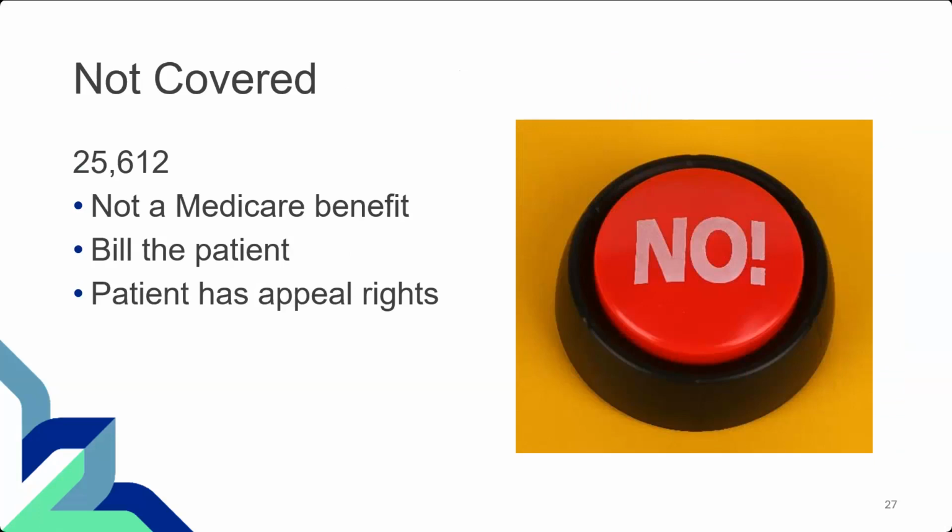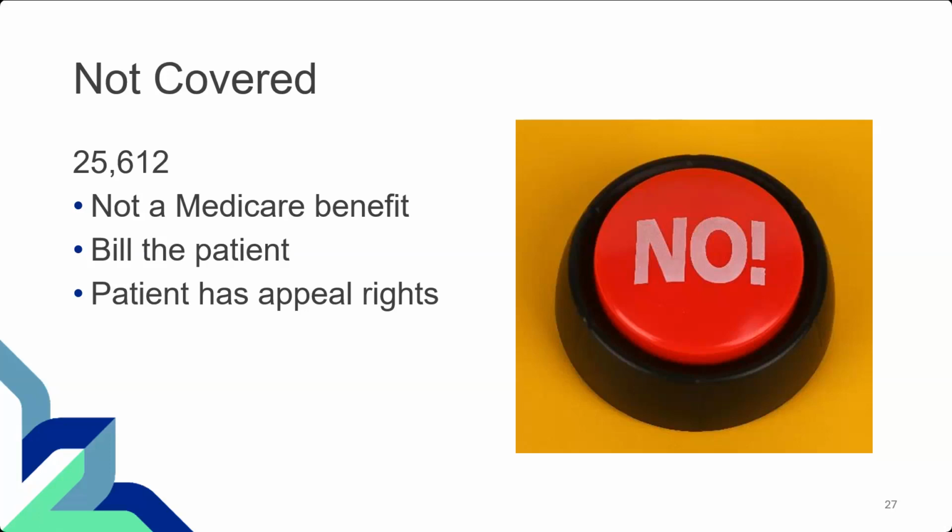We also have not covered, it's not a Medicare benefit, bill the patient, and the patient does have appeal rights. Now, this is usually one that is not covered based on the diagnosis code. It doesn't have the AT modifier on it. So you gave the patient the ABN, you put the GA on it. Okay, it's not covered. Well, why isn't it covered? Well, it's not covered not because it's never covered, but just because it's considered not covered based on the diagnosis code. Again, without the ABN being given, however, this will be a provider write-off.